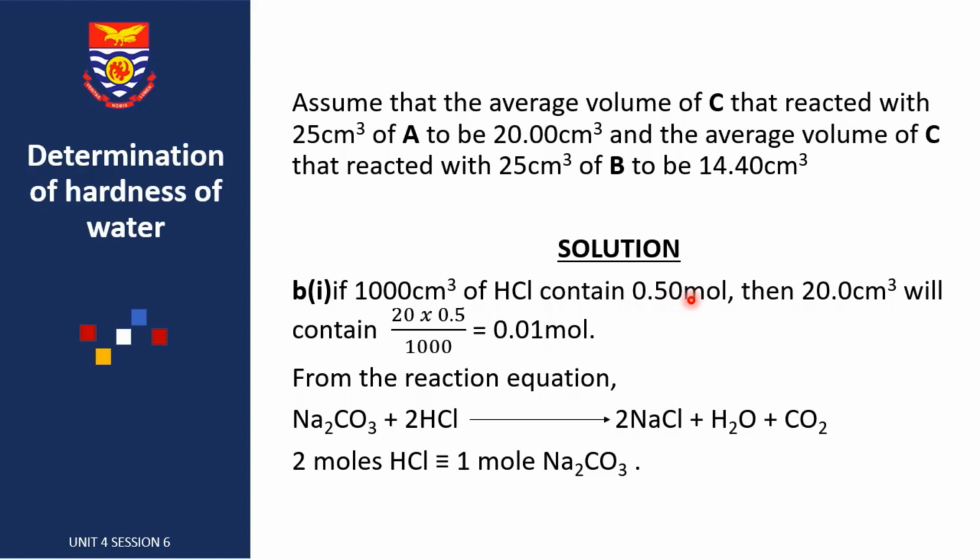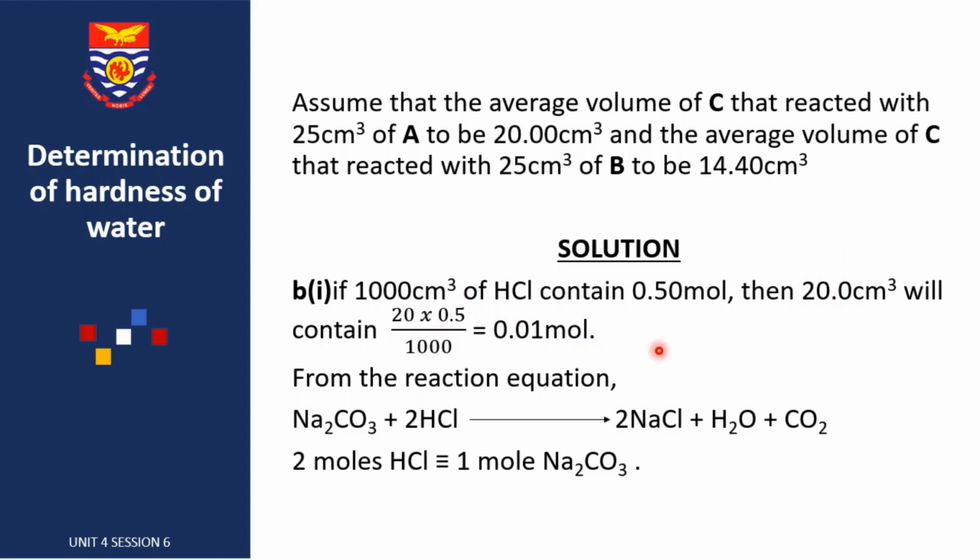0.5 mole per dm cube means that 1 dm cube contains 0.5. 1 dm cube is equivalent to 1000. So 1000 cubic centimeters contains 0.5 moles. If 1000 contains 0.5, then that 20 that was used will contain what? So we do this and we have 0.01 moles.